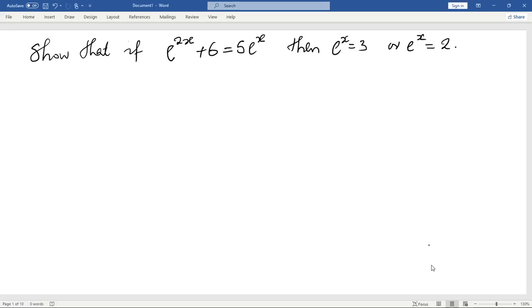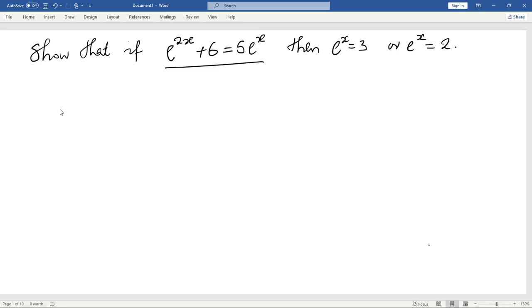So we have this question here that says, show that if e to the power 2x plus 6 is equal to 5 e to the power x, then e to the power x is equal to 3, or e to the power x is equal to 2. Okay, so now what we're going to do here is we're going to get this equation that we have, and we put all the terms of variables on one side of the equation there.